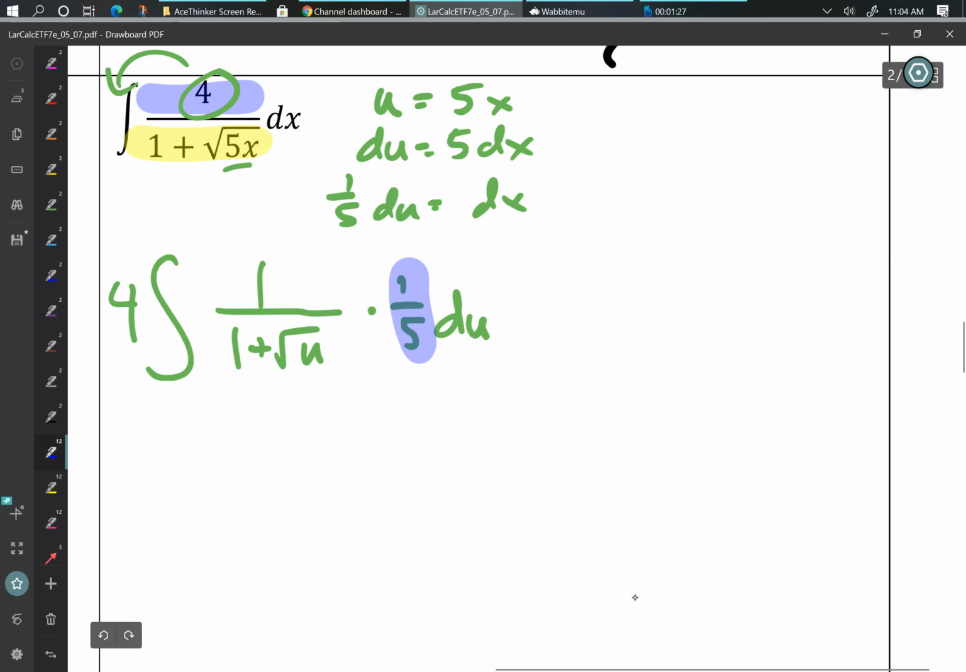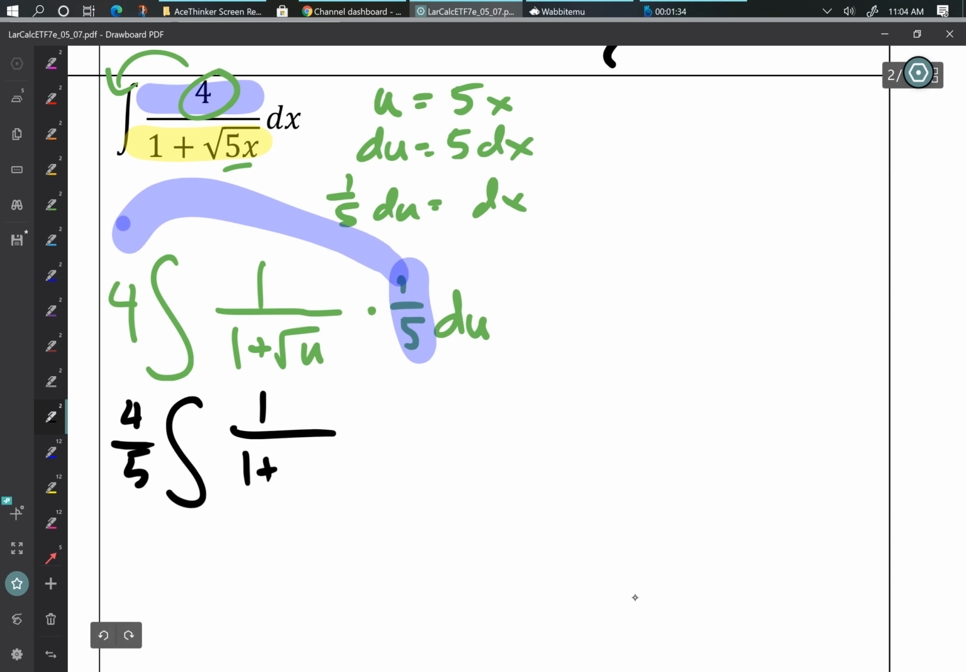I guess I can take this 1/5 and move it out in front. And so that would give me 4/5 times the integral of 1 over 1 plus the square root of u du. Well, that didn't really help me. I mean, the things that were supposed to happen didn't happen. All the x's went away. That's supposed to happen in substitution. They're replaced with u's, and that's good. But this integrand that I got is not something that I know the antiderivative of. It isn't something easy to integrate.